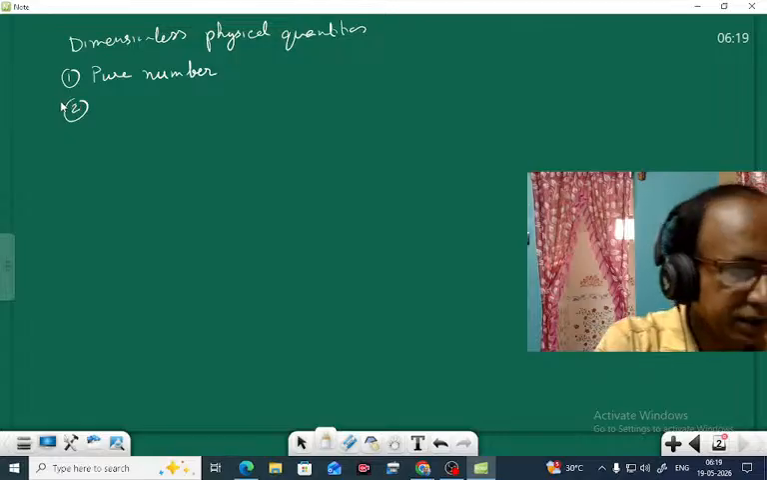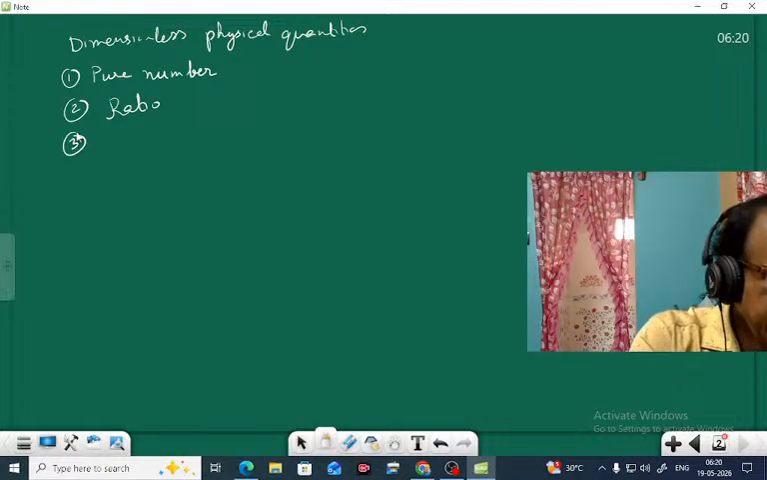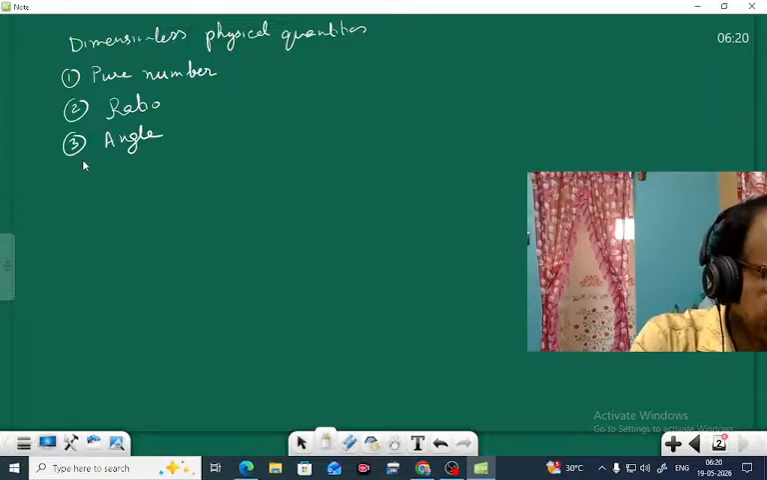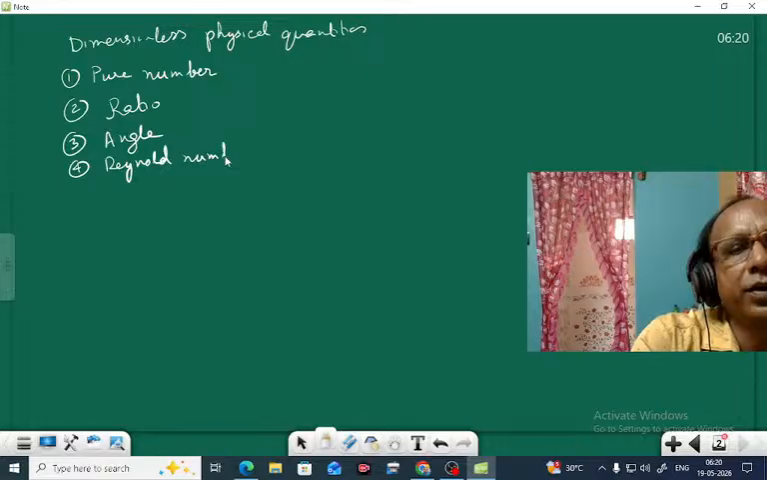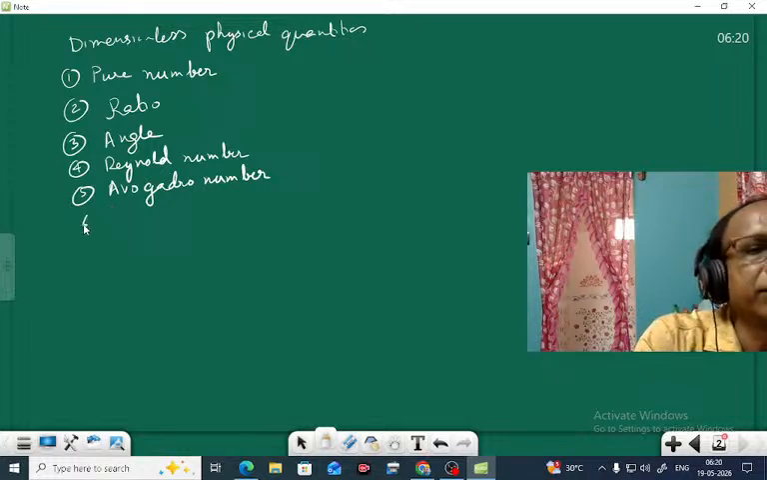Number two, if there is any ratio, then it is also a dimensionless quantity. Number three, if it is any angle, it is also a dimensionless quantity. And the Reynolds number, the Avogadro number, pi, these are all dimensionless quantities.